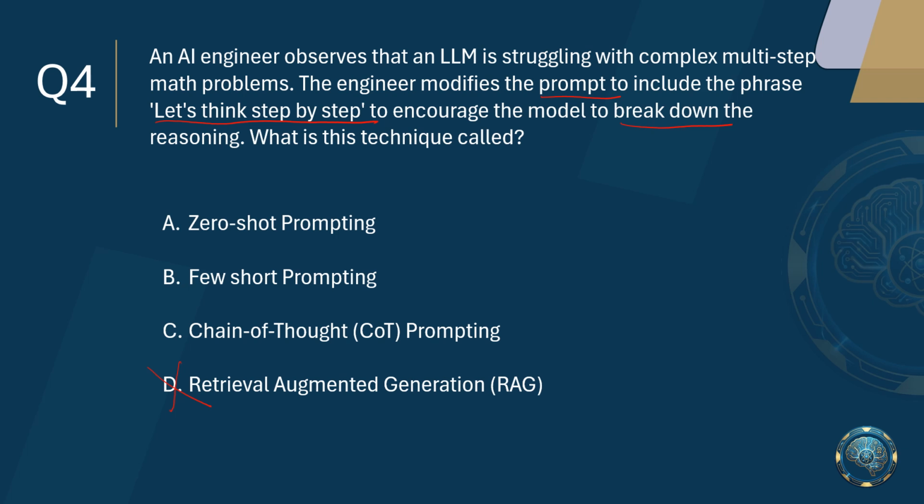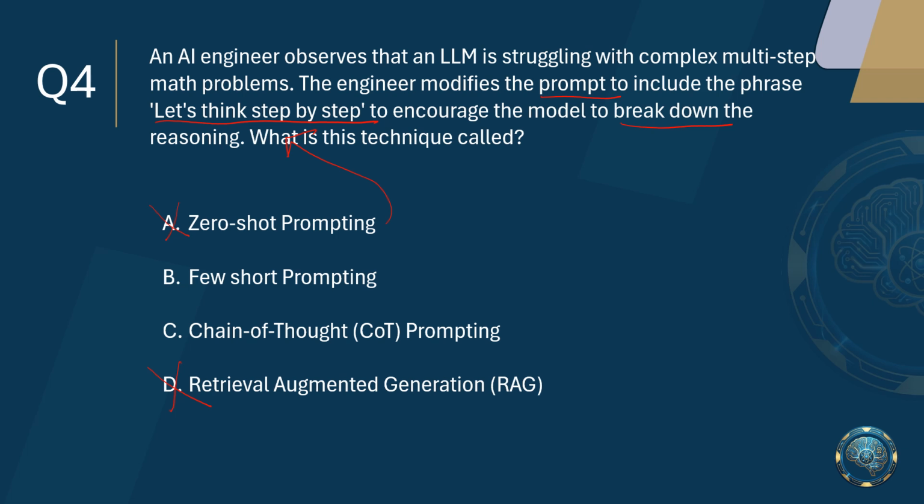What is zero shot prompting? It's a direct command to a model. In ChatGPT, you ask, what is the weather today? That's it. That's zero shot prompting. But we are talking about a step-by-step process. So zero shot prompting is the least possible answer. So for now, let me strike it out.